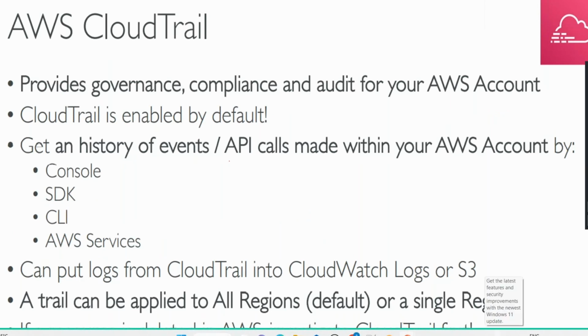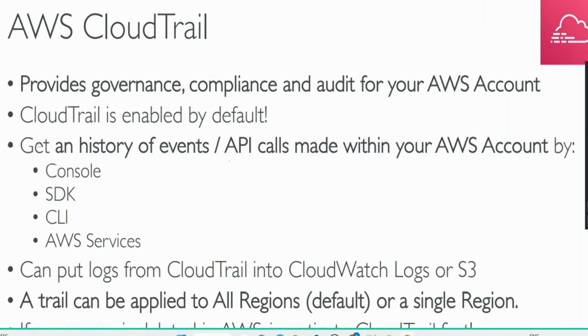Now team, we are using CloudTrail for governance, compliance, and audit for our AWS account. Then CloudTrail is enabled by default. Team, it is enabled by default. And if you want to get a history of API calls made within your AWS account, then you can go for CloudTrail, right? And if you make any API calls through the console, SDK, CLI, or any service, all these things will get logged in CloudTrail.